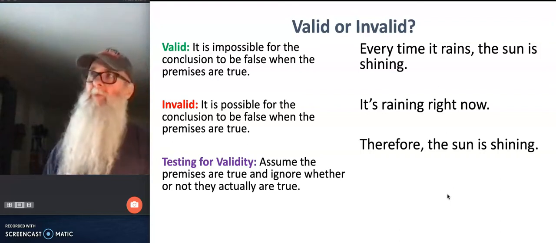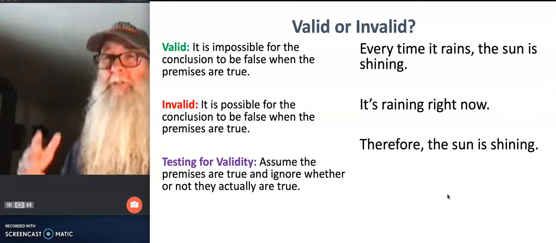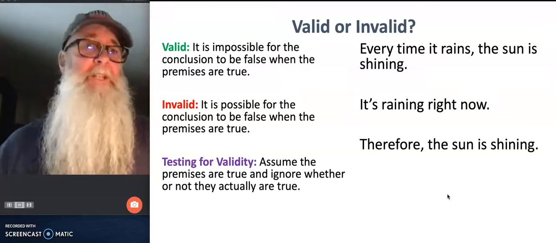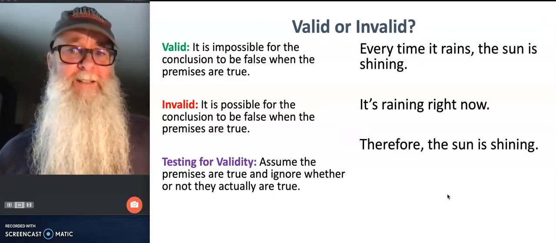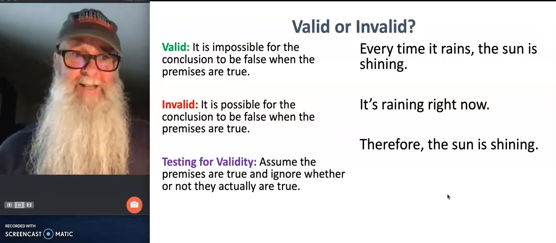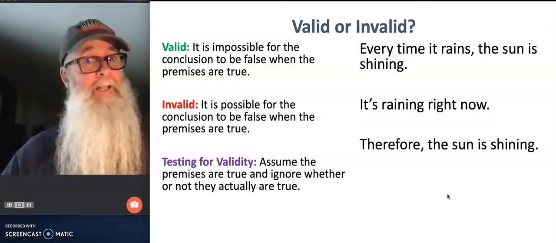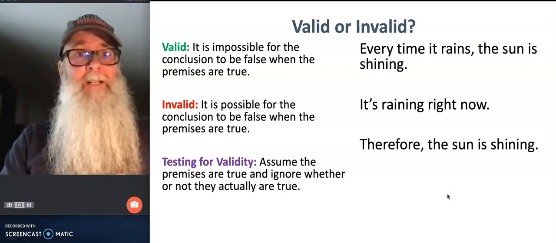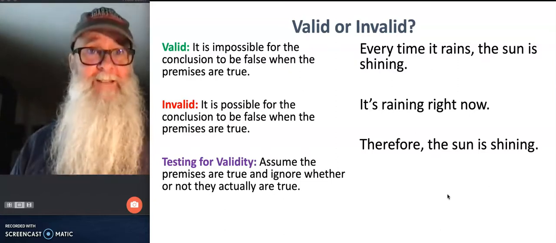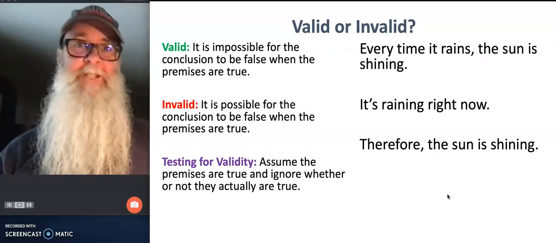And the answer is, well, no. If it's true that every time it rains, the sun is shining, and if it's true that it's raining right now, then it would have to be true that the sun is shining, because the first premise says every time it rains, the sun is shining. And the second premise says it's raining. Therefore, the sun has to be shining.